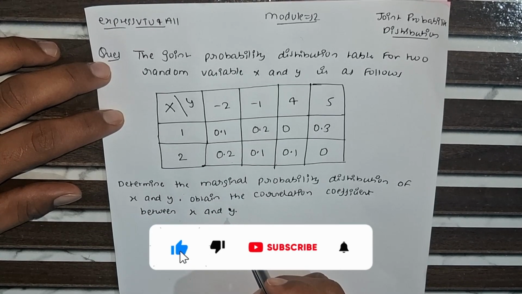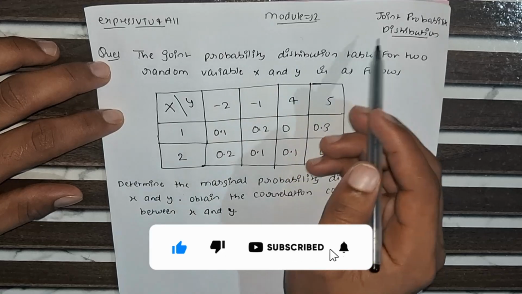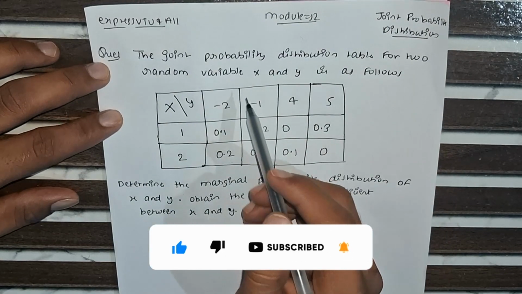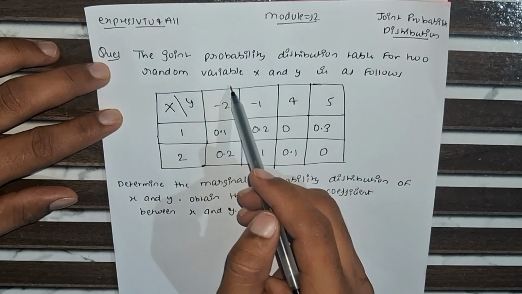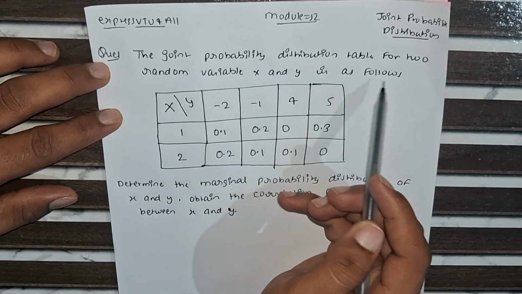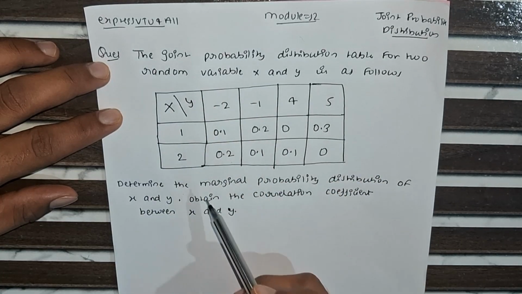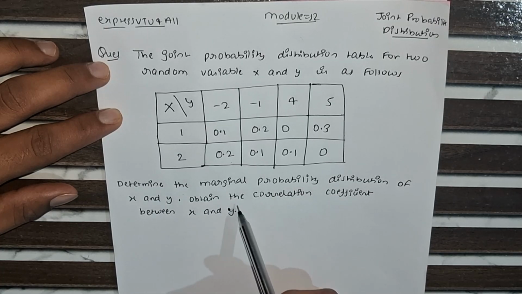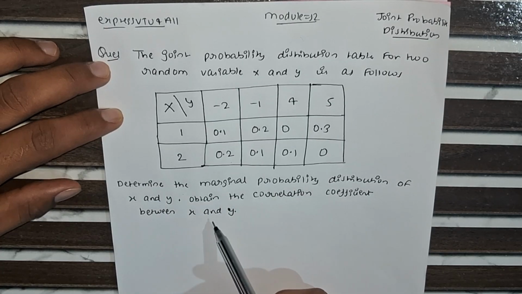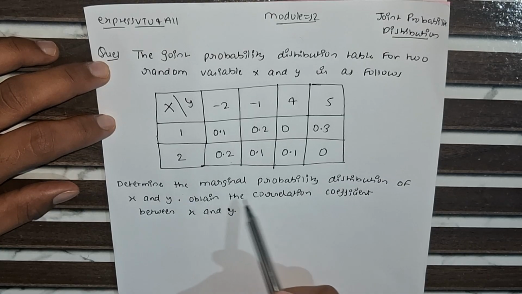Today we are going to solve a very important problem from module 2, joint probability distribution. The question is: the probability distribution table for two random variables x and y is as follows. This is our given table. What we have to find: determine the marginal probability distribution of x and y, and obtain the correlation coefficient between x and y. So first we have to find the marginal probability distribution.